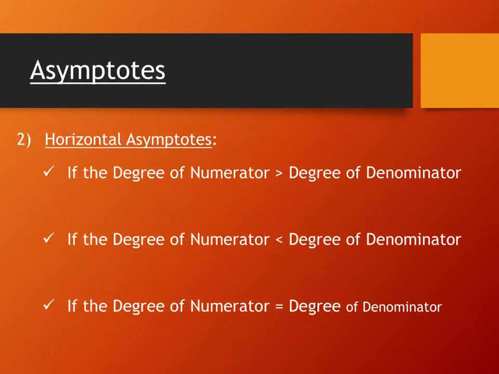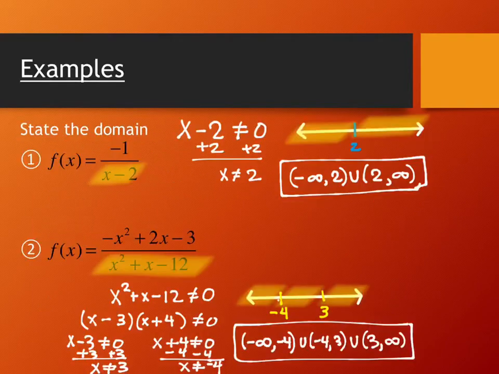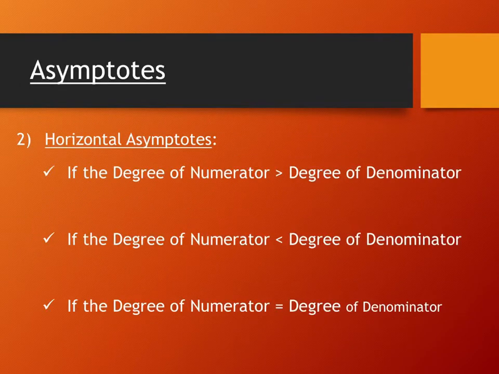The last option is that the degrees are the same. If the degrees are the same, it looks like problem number 2. Again, I'll flip back. The degree in the numerator on problem 2 is a 2, and the degree in the denominator on problem 2 is a 2. So let me tell you what happens in each one of those cases.